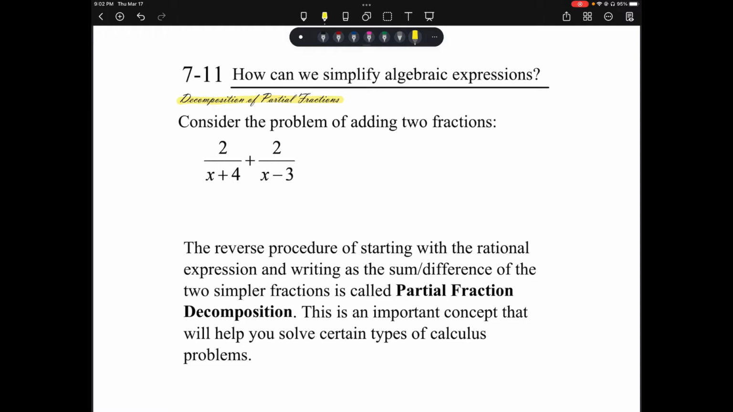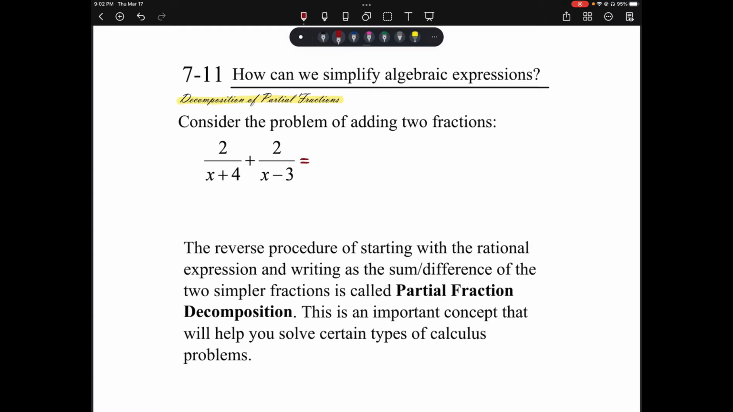Decomposition of partial fractions, what is it? Sounds super complicated and fancy, but it's really not. So you don't need to write this part down. I'll just go through an example of a process here, and then we'll talk about what the actual decomposition part is. So it says, consider the problem of adding two fractions.